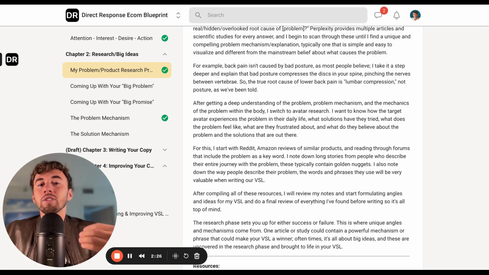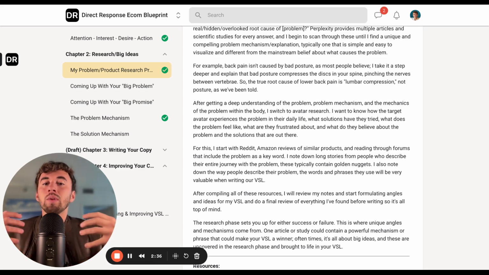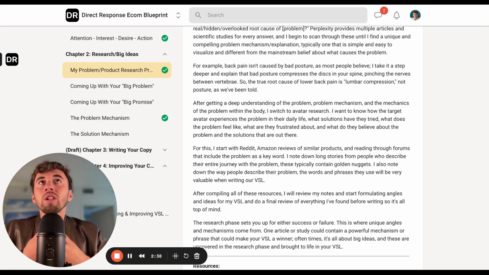Then when you get a deep understanding of the problem, the mechanism, the mechanics of the problem in the anatomy and the body, this is for health products, then I do avatar research. So I want to know how the target avatar experiences the problem. What does it feel like in their body? And the more clear we are at relating this back to them in their own language, the more relatable it is to them and the more they trust and believe what we're saying.